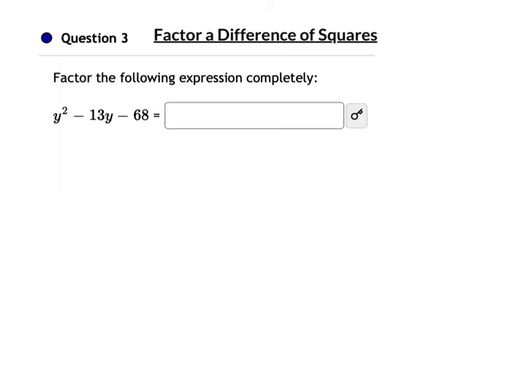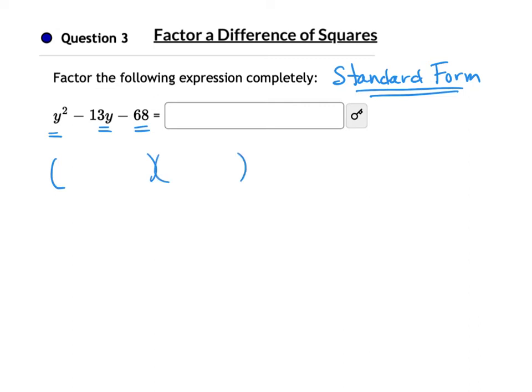Question 3 again is review. It is standard form. How do I know it's standard form? Because it's 3 terms. It has a square, a middle with just the variable, and a number at the end. Recognize it as standard form. We need 2 sets of parentheses to factor it. Y times y is y squared.